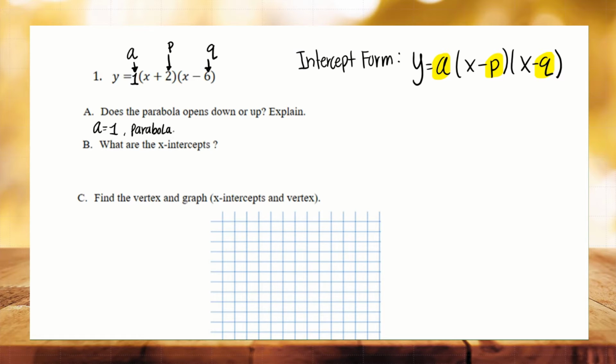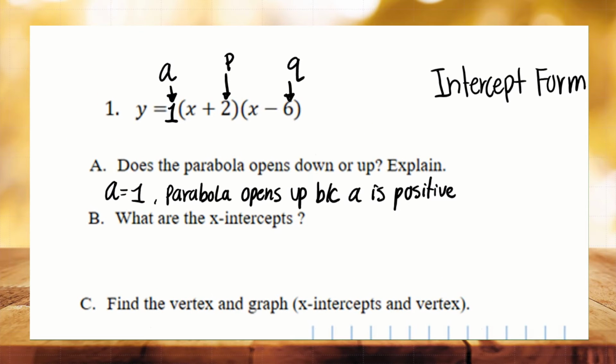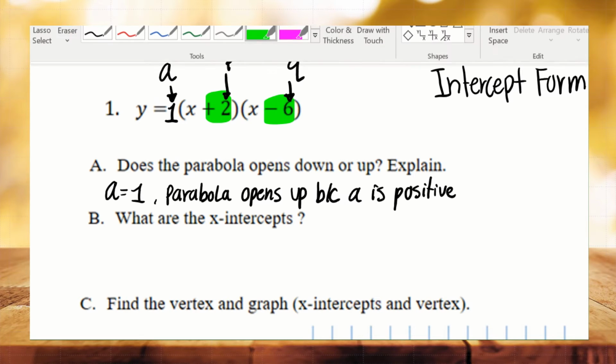For part A, to answer if the parabola opens up or down, we're going to use the value of a. Since a equals 1, that means the parabola opens up. Not because it equals 1, but because a is positive. Every time a is a positive value, your parabola will open up. If you were to graph it, it would look like a U.